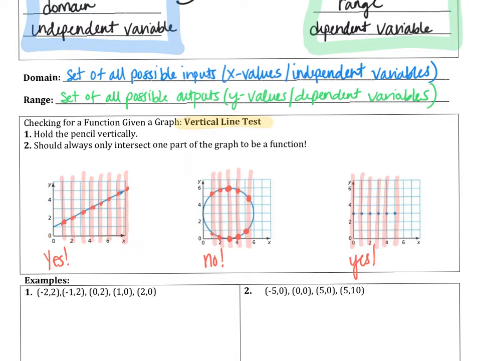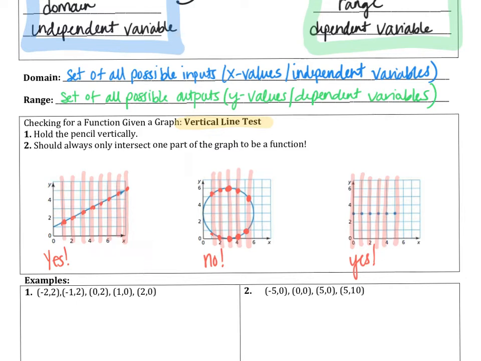So this is one way that we can identify if something is a special type of relationship, which is a function, meaning every x value has only one y value. Over here, this is not a function, because this x value, for instance, has two y values, which makes it just a relation, not a function. Over here, every x value has one y value. So that's what we're looking for.